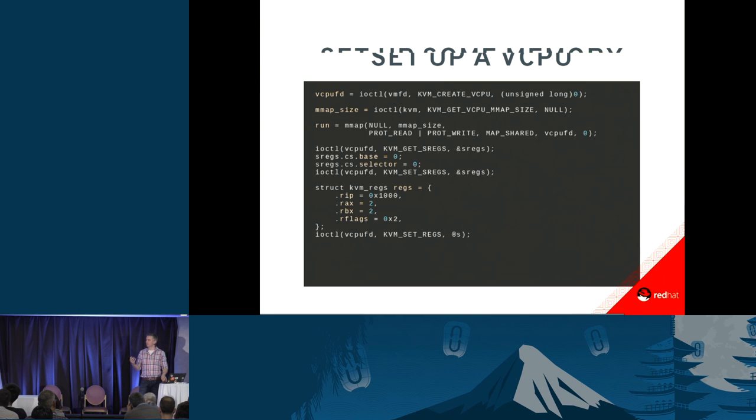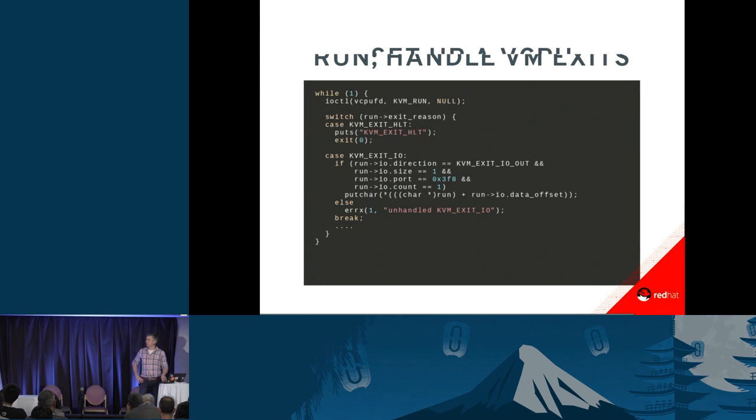So we almost have a virtual machine that's ready to run now. And to actually run it, there's another ioctl, which is called KVM_RUN.